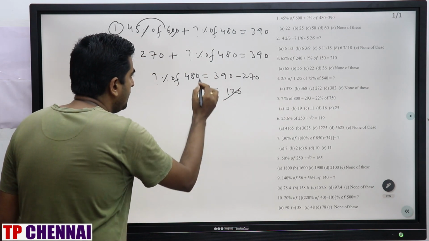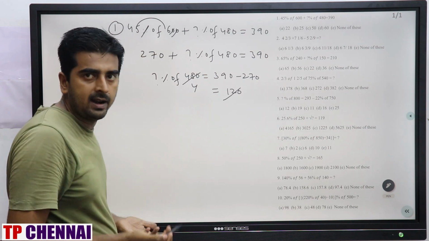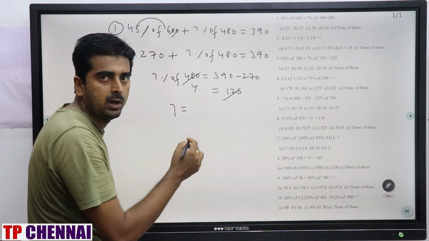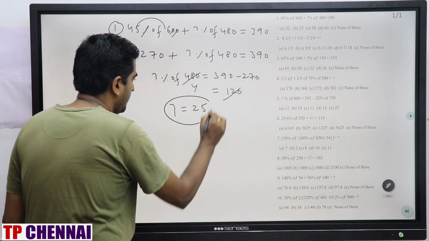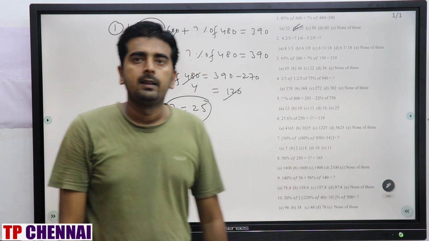So 120 is 4 times 30, that is, 4 by 100 percentage. So question mark is equal to how much? 4 by 100 is 1 by 25. 25 will go there. So question mark is equal to 25. So my answer is nothing but second option. Clear?